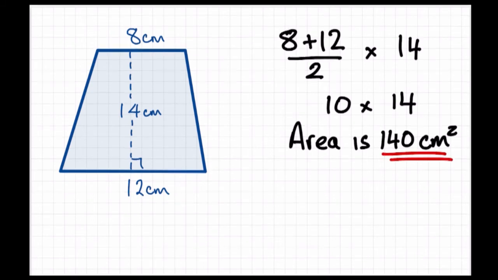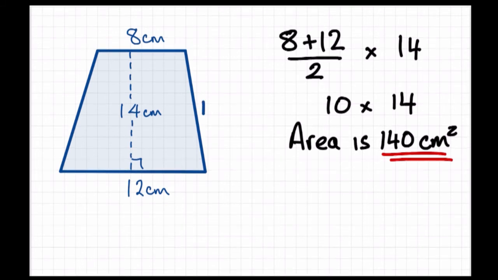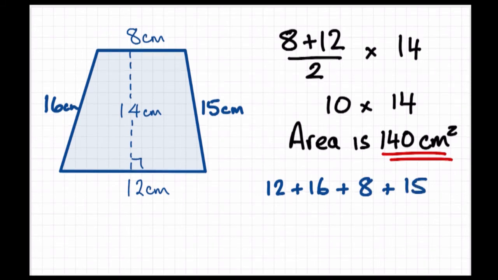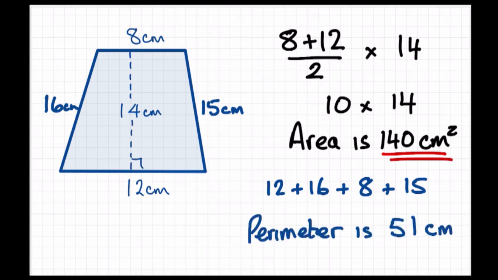I don't have enough information on this diagram to work out the perimeter, but if I knew those two sloping sides, and they're not necessarily the same length, then I could work out the perimeter. So let's say, for example, that this side on the right was 15 centimeters and the side on the left was 16 centimeters. Then to work out the perimeter, I would have to do 12 add 16 add 8 add 15. Those are the four sides, so the perimeter, and that will be in centimeters.